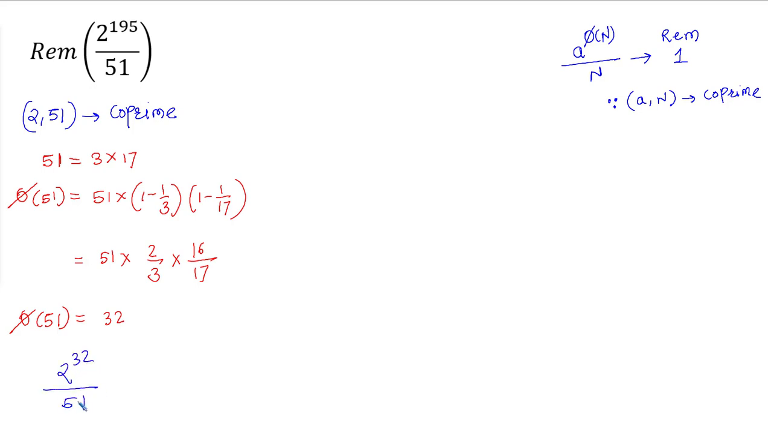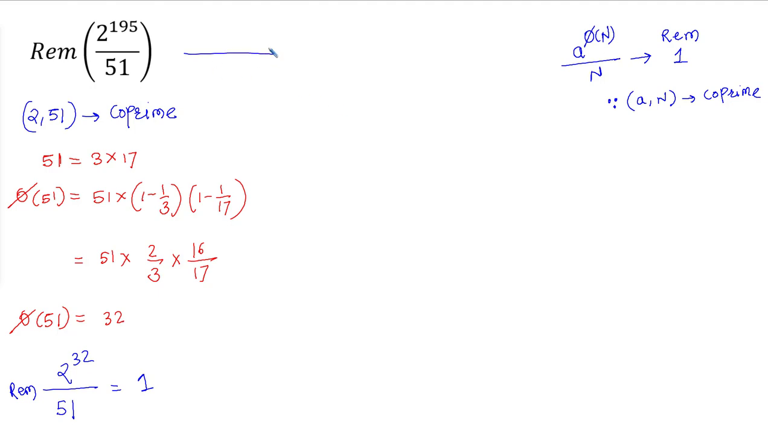So from this what we can say is that 2 to the power 32 divided by 51, the remainder is going to be 1. Okay everyone, but we want to find the remainder when 2 to the power 195 is divided by 51.